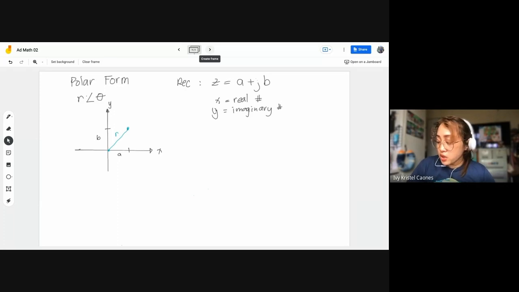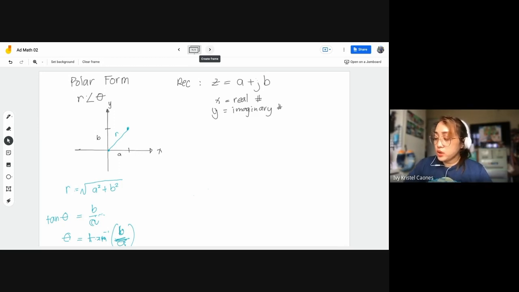Therefore, the equation of r is equal to the square root of a squared plus b squared. Okay? Then, to follow, we have SOHCAHTOA. Our angle, our tangent angle, is equal to opposite, which is the b, over the adjacent, which is the a. So, theta is arctangent b over a. Okay? So, that is the conversion from rectangular to polar.